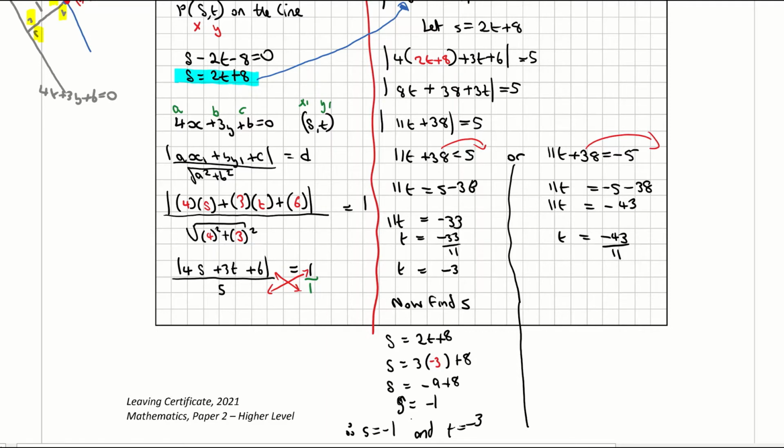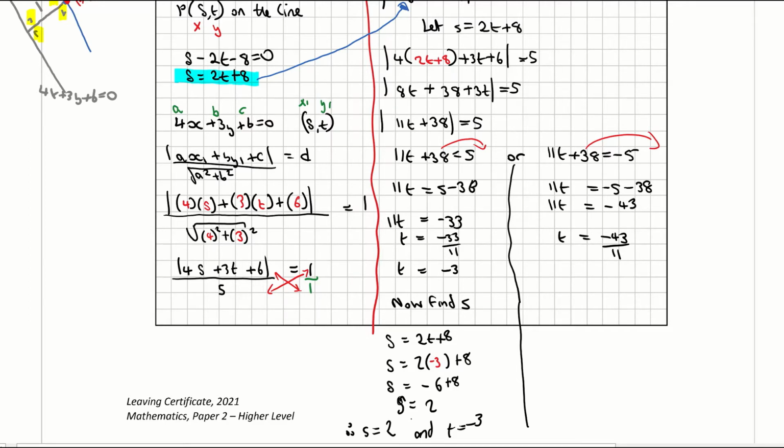Sorry, I've made a mistake there. That should be a 2, shouldn't it? What am I doing? So that's a 2, which gives me minus 6 plus 8, and minus 6 plus 8 is 2. So my S there is positive 2. Sorry, my fault on that one. So S is 2, T is minus 3.